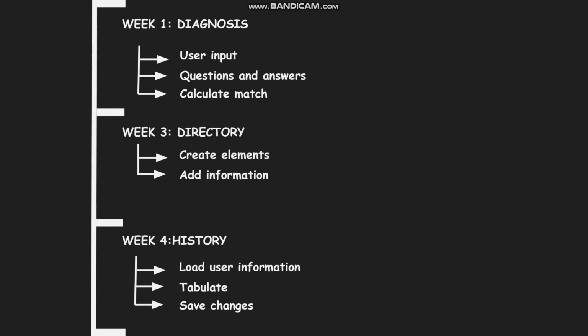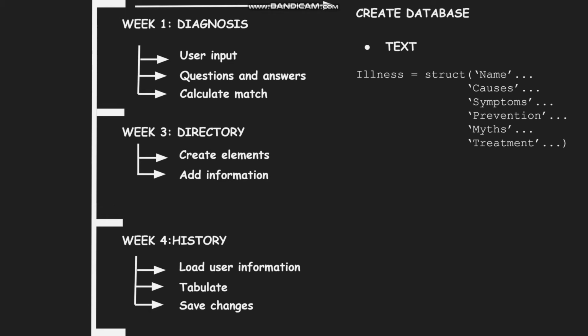Before I could begin working on any of these tasks, however, I had to build a database of information. I made two types of data. The first was text data. India Times was a fantastic website that had information about all kinds of common diseases. I stored this information in a structure so that I could easily access its contents.